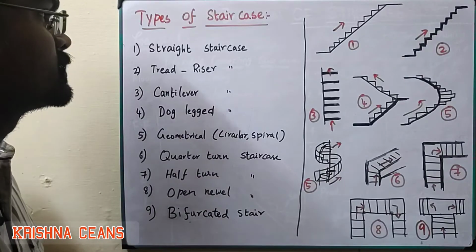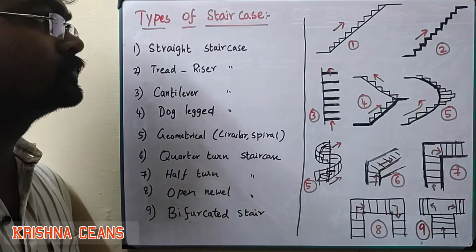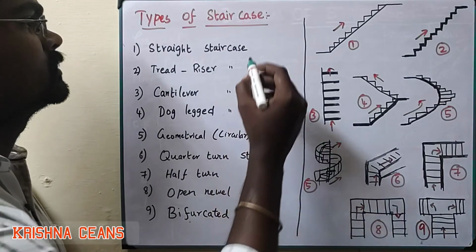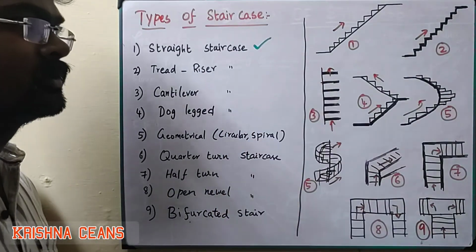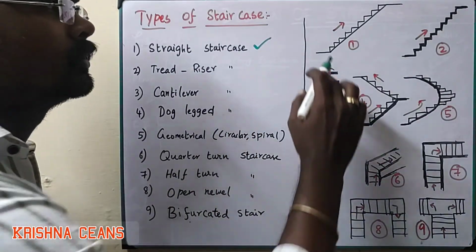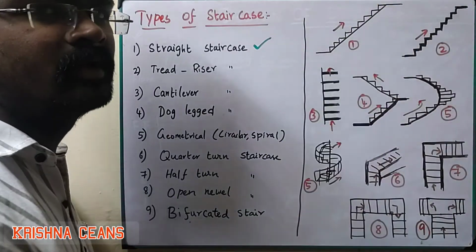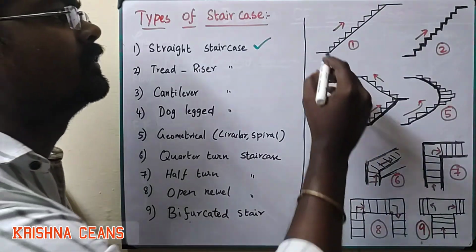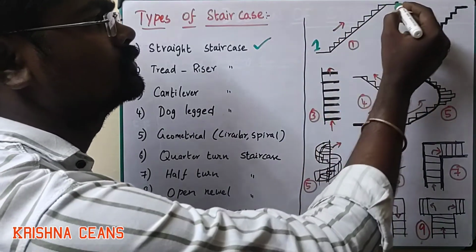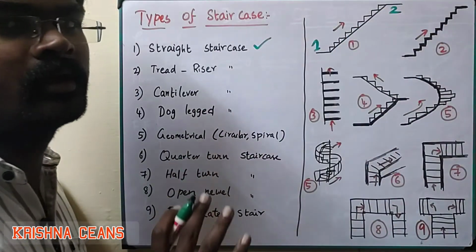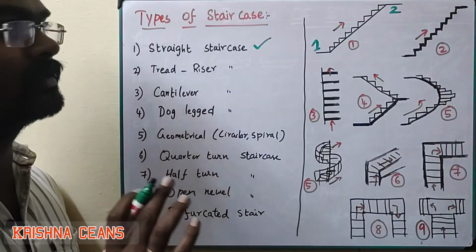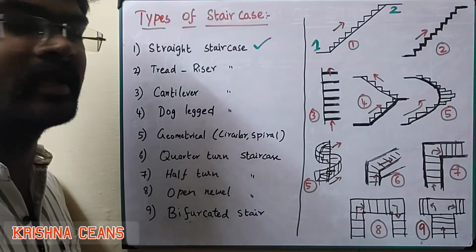Types of staircases. Let's see one by one. The first one is straight staircases, which has a landing in between the number of steps. This is the first floor, this is the second floor. Simply we construct a single flight, so we call it a straight staircase.